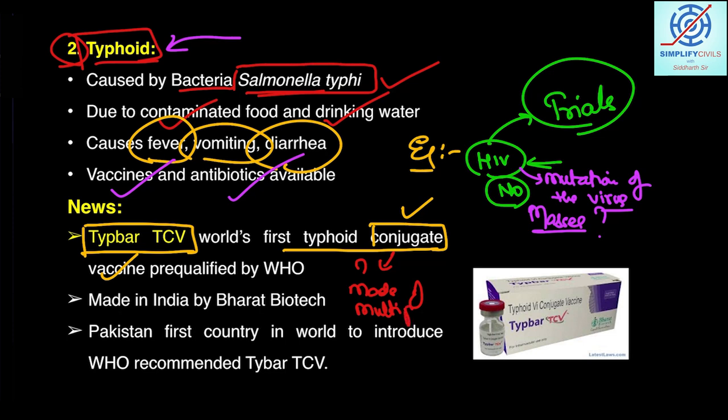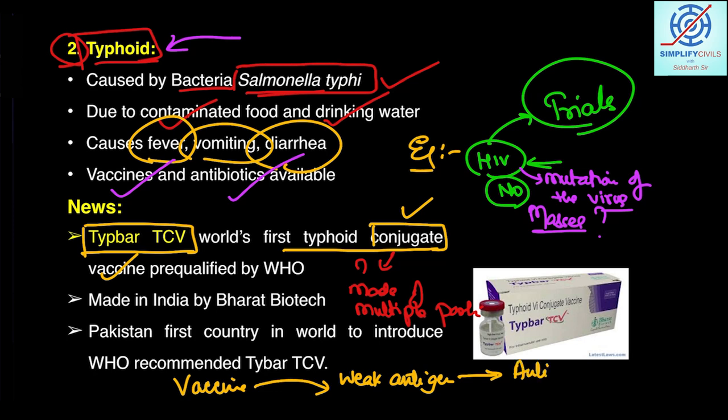A conjugate vaccine is made up of multiple parts. If I tell you the basics of a vaccine, what a vaccine does is that an individual takes in a weak antigen, and using this weak antigen, antibodies are developed in the individual. I've used two terms here. The first term is antibiotics, and the second term is antibodies. Remember this: antibiotics are drugs and antibodies are proteins. Antibodies are the proteins produced in our body, and they help us eliminate the pathogen entering our body as an antigen. An antigen is something foreign to us that enters our body.